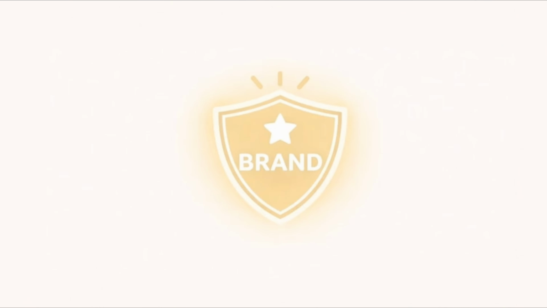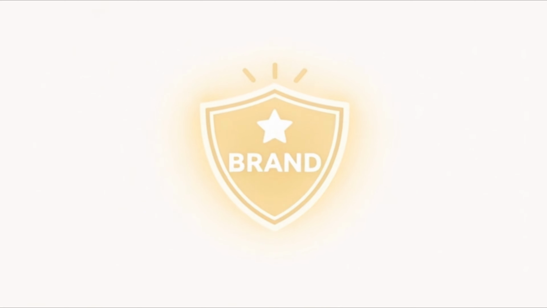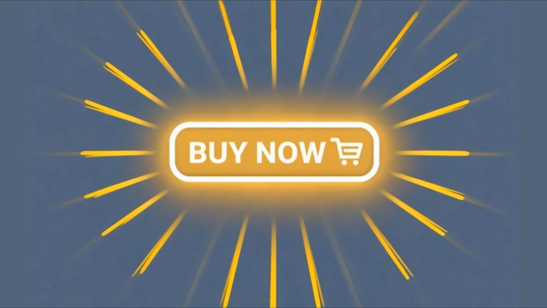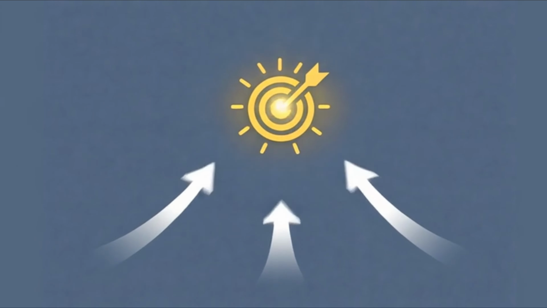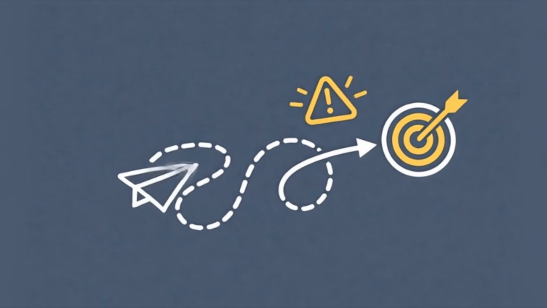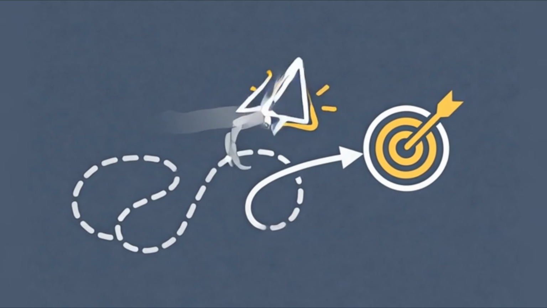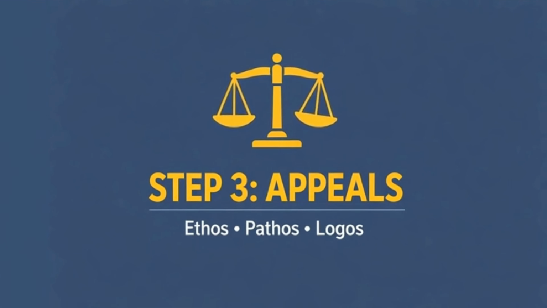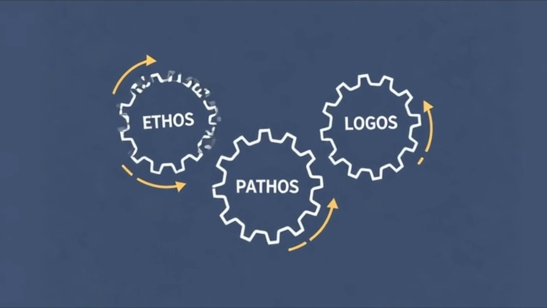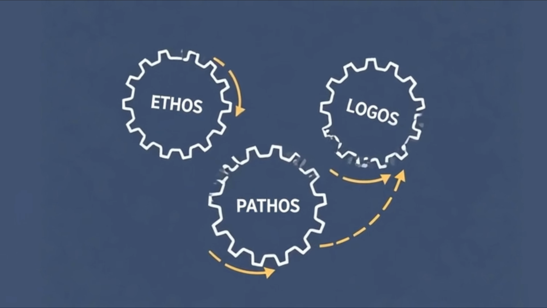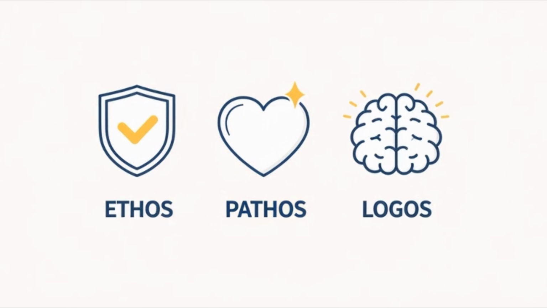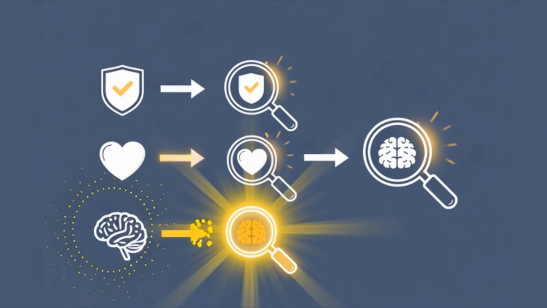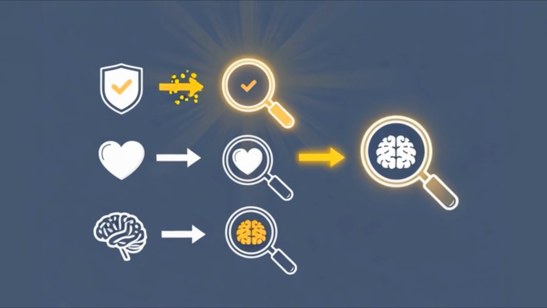Be precise. "This ad wants me to feel good about the brand" is different from "this ad wants me to purchase the product right now." Purpose shapes strategy. If you misidentify the purpose, you'll misunderstand the rhetoric. Step 3. Analyze the appeals. Now we get into how the message actually persuades. Look for ethos, pathos, and logos. You've seen these before. Now you're using them as analytical tools.